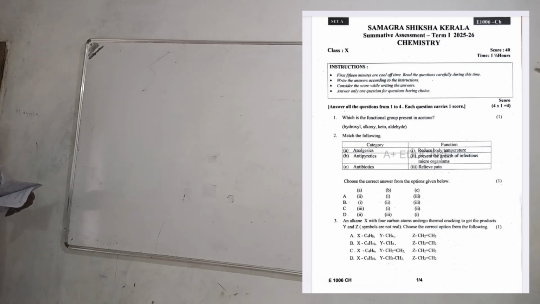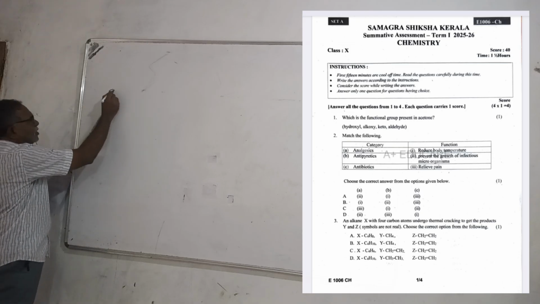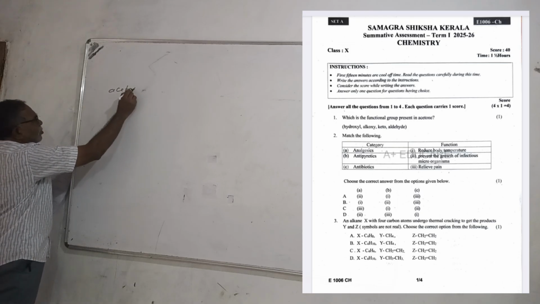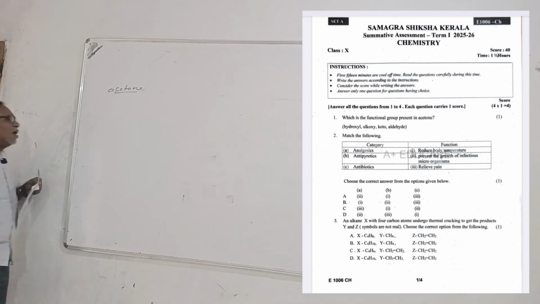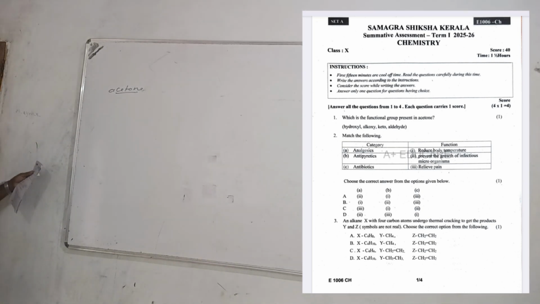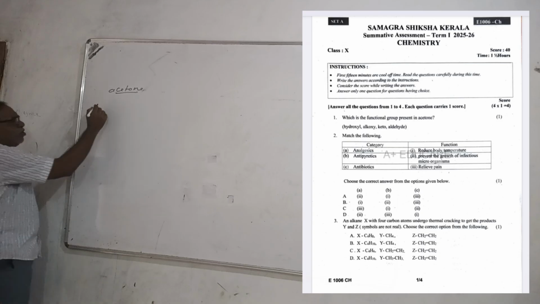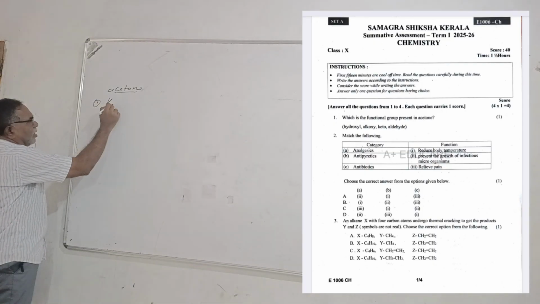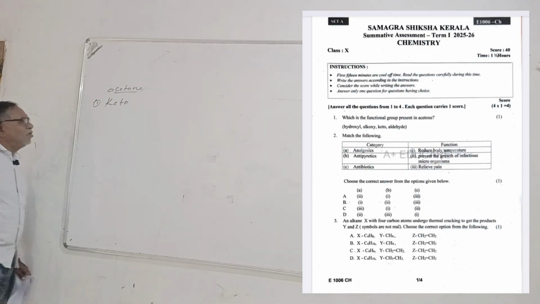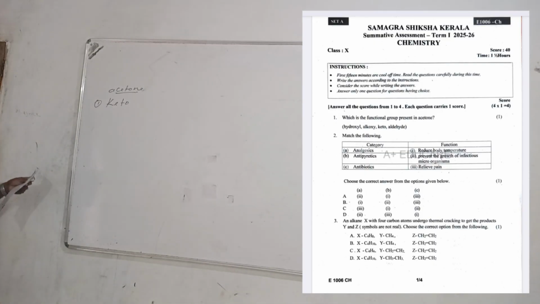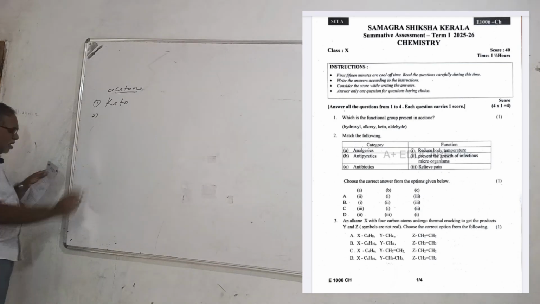Which is the functional group present in acetone? Acetone is a ketone. The options given are hydroxyl, alkoxy, keto and aldehyde. So the answer is keto, the first option. Acetone is a ketone, so the answer is keto. Next, second question.